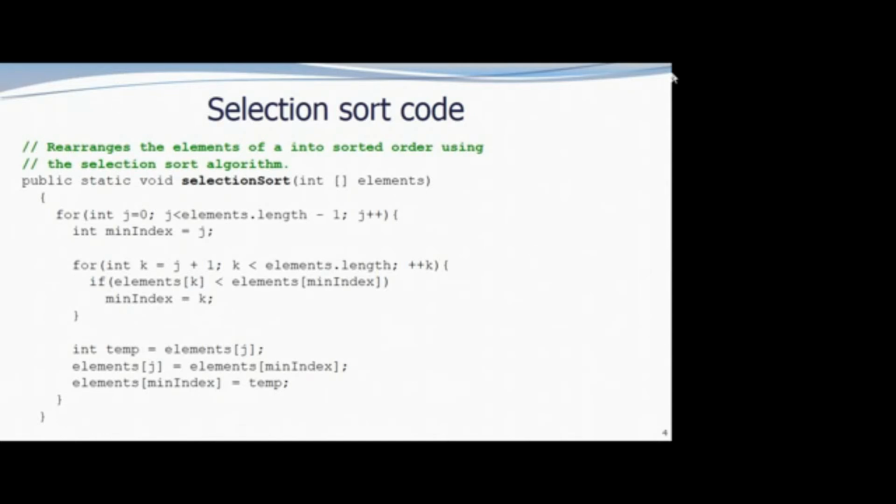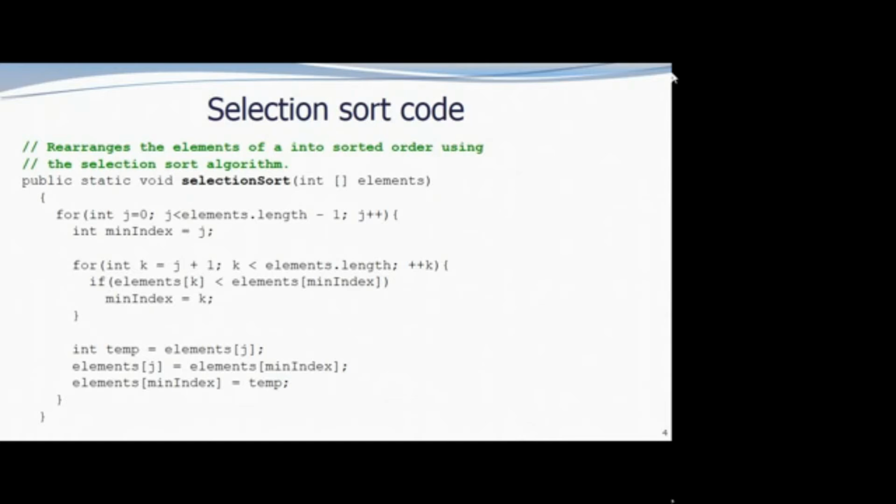J equals 1 now. Min index is equal to 1, because now we're done with that first element. Now k becomes 2. K is less than our limit, so we check: is the element at 2 less than the element at 1? If it is, change the min index to 2. Keep going until we've gone through the whole length of it. We now have the min index for the next element.